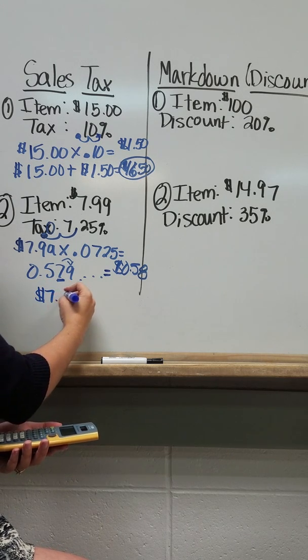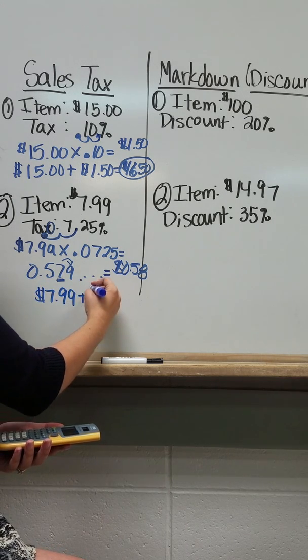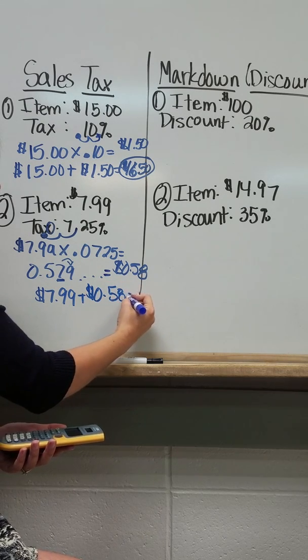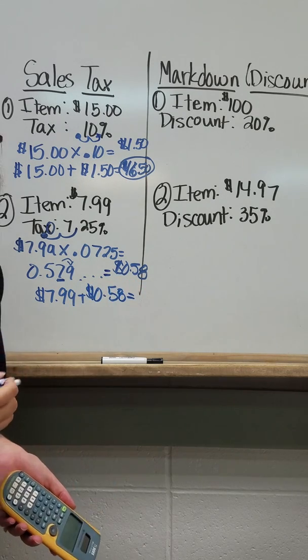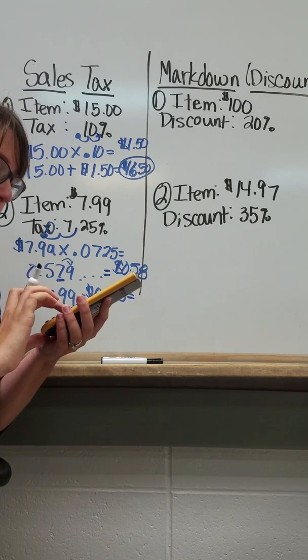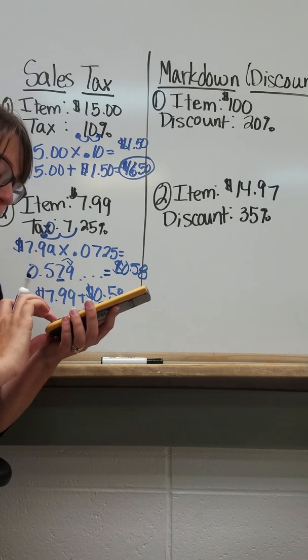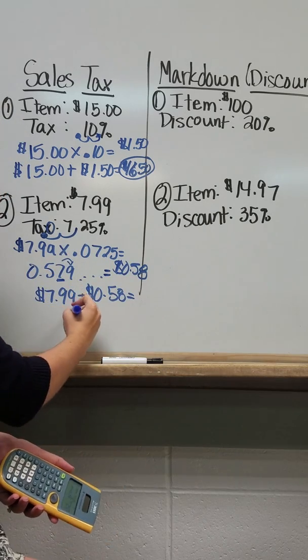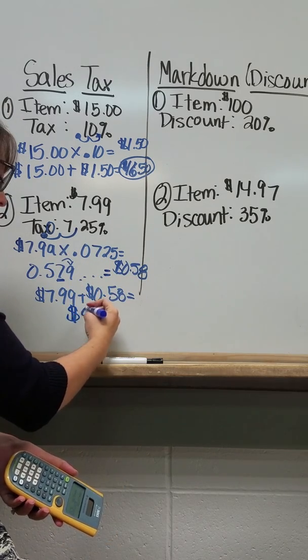Remember, we're going to go back and add that to our original price. So $7.99 plus 58 cents. I can add that without a calculator, but I'm going to do it on my calculator anyway. $8.57 is our total.